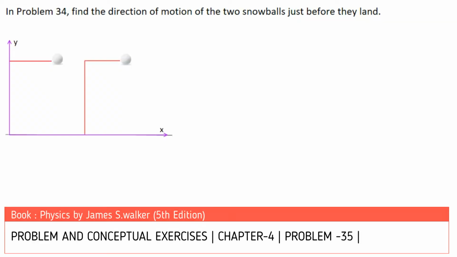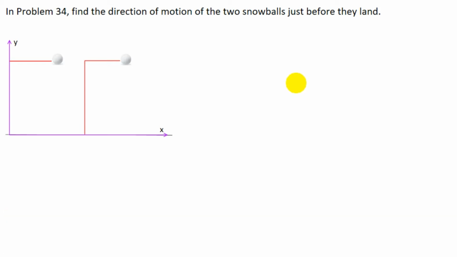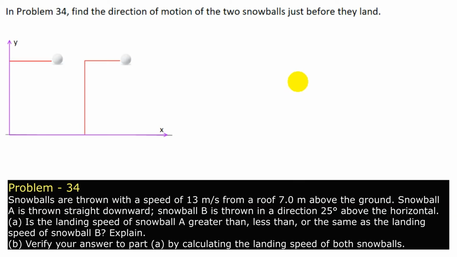So to solve this problem, we have to take the reference of the previous problem. So first, I'll be solving problem 34 and then we'll get back to this question. In problem 34, it is given that snowballs are thrown with an initial speed of 13 meter per second from a height of 7 meter above ground. One ball is thrown straight down and another ball is thrown at an angle of 25 degrees above horizontal.